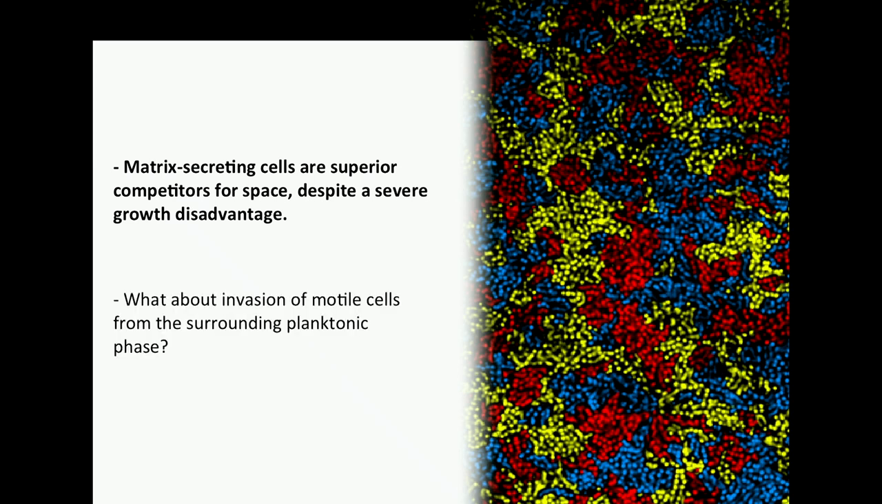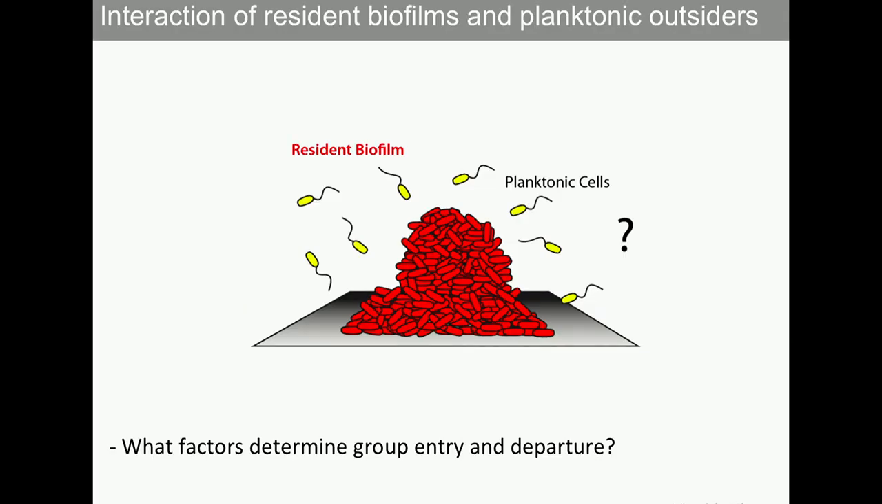Okay, so I've shown you that matrix producing cells have a strong competitive advantage despite a growth rate disadvantage. But what about incoming cells that are introduced after a biofilm has already grown? Presumably, cells that encounter a new environment don't always just have a clean slate to occupy. There's something there already, and that's the question I'm going to ask here. Okay. So this is a repetition. I'm asking what determines group entry and group departure. I'm going to focus on entry, though.